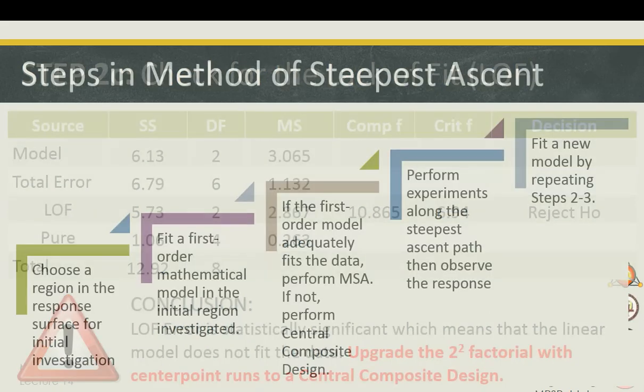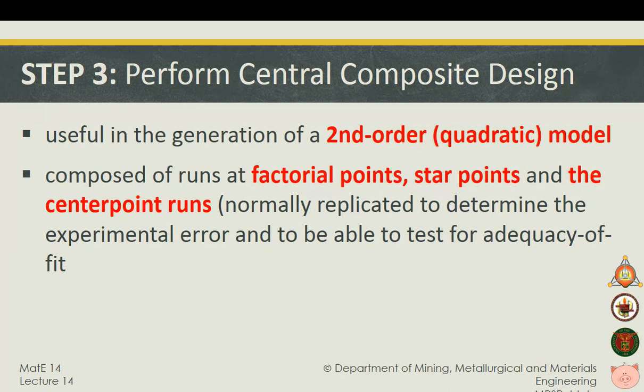And for central composite design, this is done so that we can create a second order or a quadratic model. So take note, when we were doing the method of steepest ascent, we were only dealing with linear models. This time, gagawa tayo ng second order quadratic model. Okay?